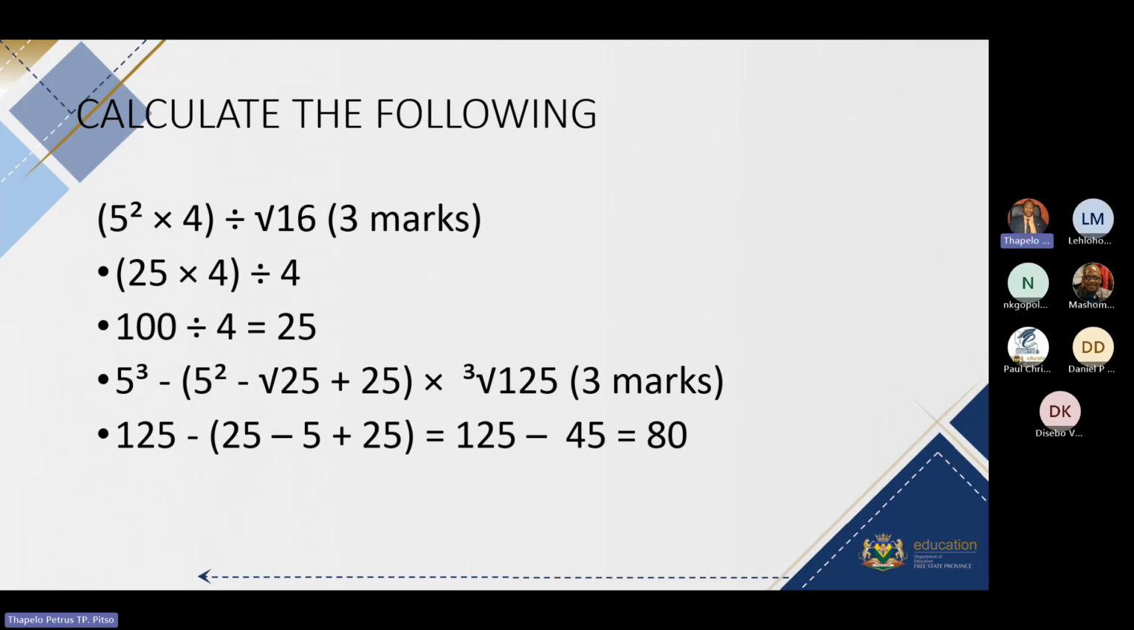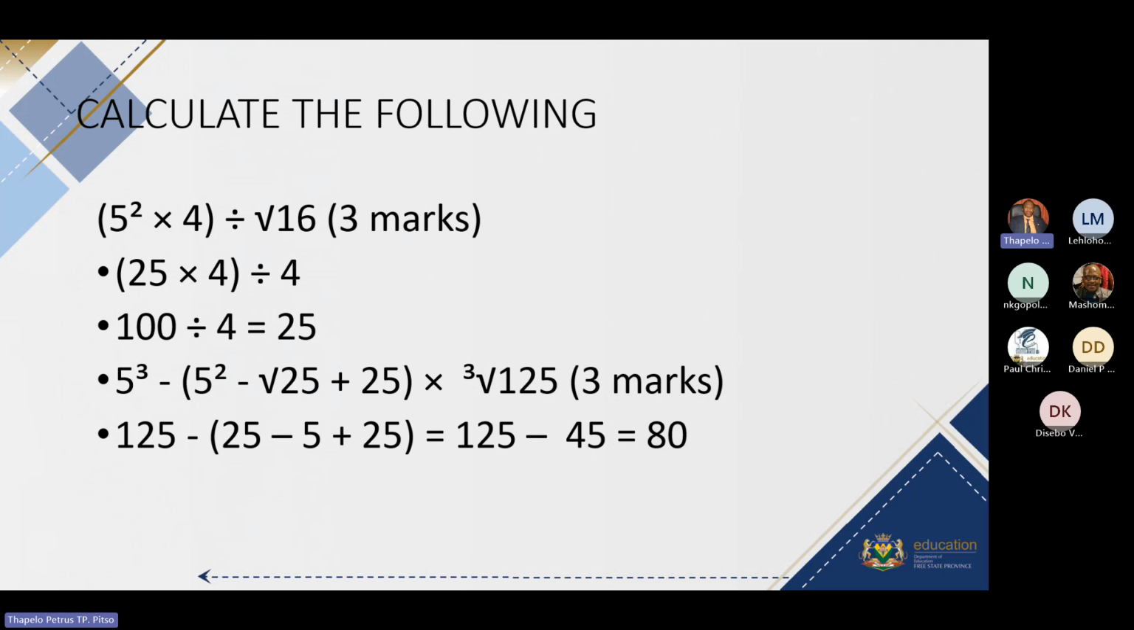Same thing here. We start from left to right. You can start with the bracket or your exponents, as long as you are not going to deal with subtraction before your brackets or your exponents. 5 cubed, 125. Minus, therefore we have to go and work in the brackets. 5 squared, 25. Square root of 25 is 5, minus 5 plus 25.